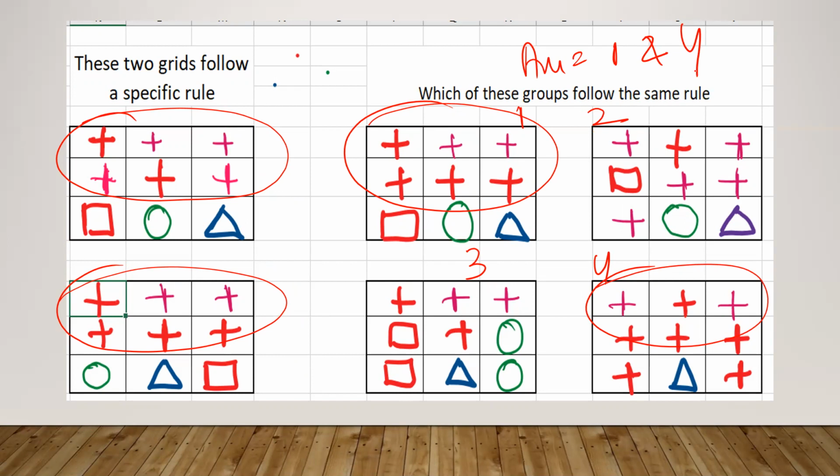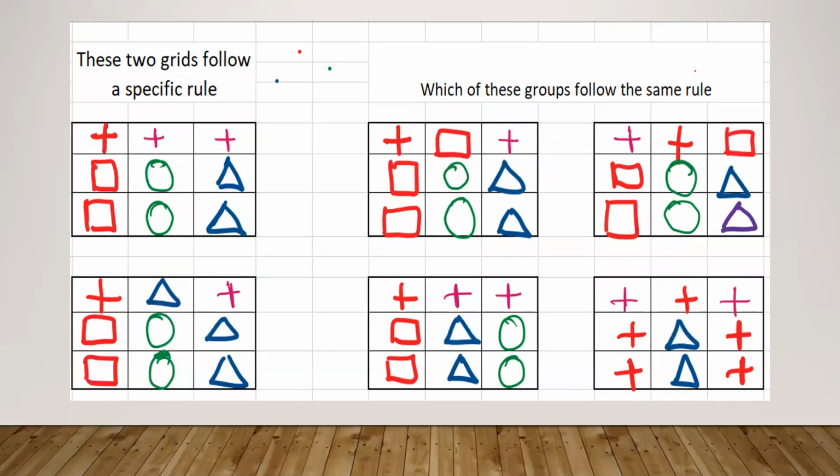So you can check row wise, column wise. You can check. Fine. So the answer is 1 and 4. Then next question.